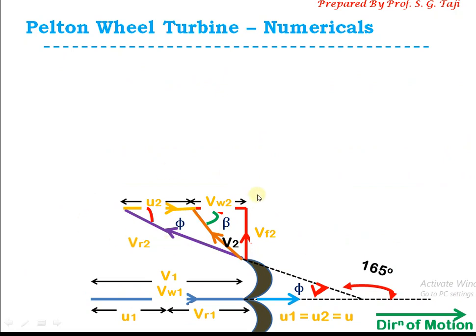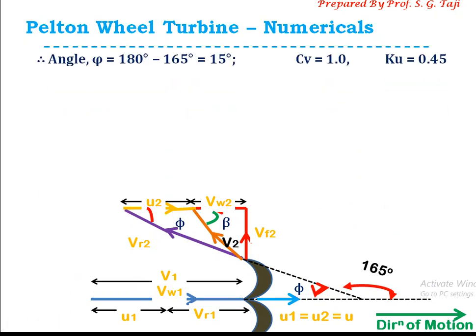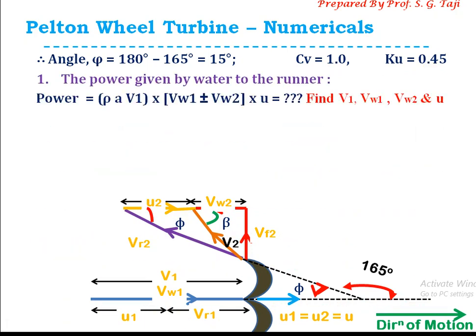For the understanding, I have drawn the outlet and inlet velocity triangles here. First thing, they have given the angle of deflection as 165 degrees, so I can easily calculate my angle phi, that is 180 minus 165 degrees. So this angle is coming out as 15 degrees. Cv is given as 1.0 and Ku is given as 0.45. So first we are going to find out V1, VW1, VW2 and U.